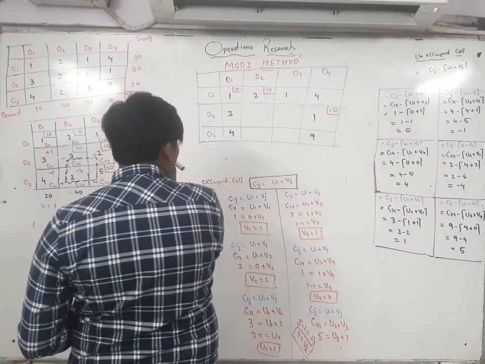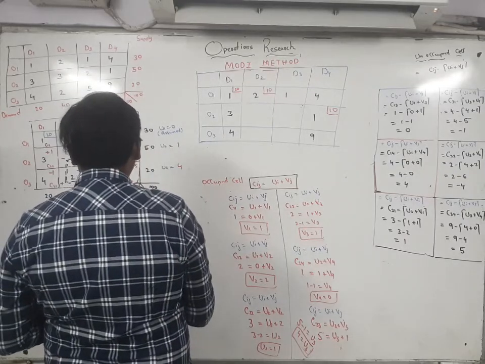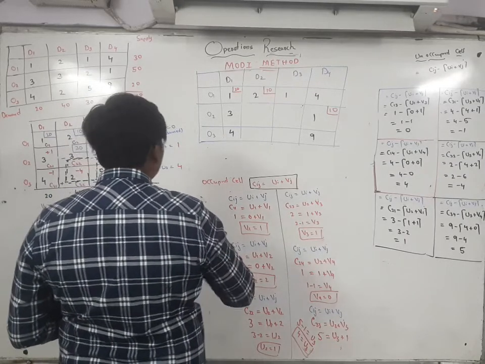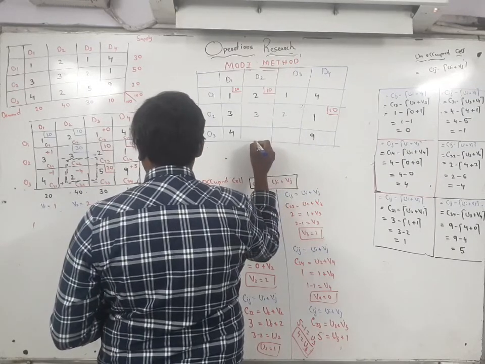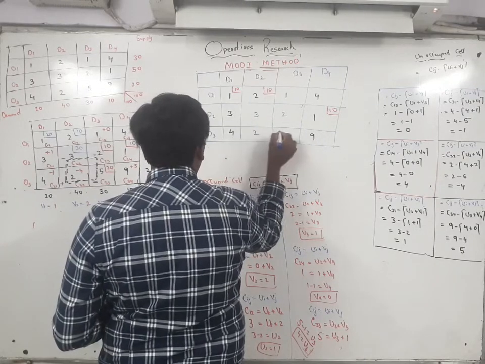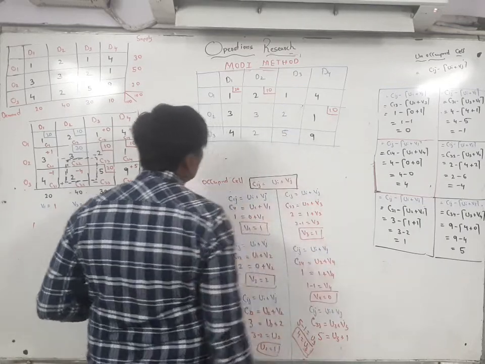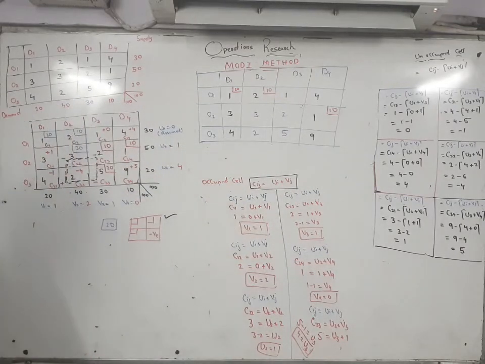How many allocated are there? 3 allocated you got. And next one is the, here what is the value? 3, 2, 2, 5, 3, 2, 2, 5. Okay? In that I am changing.